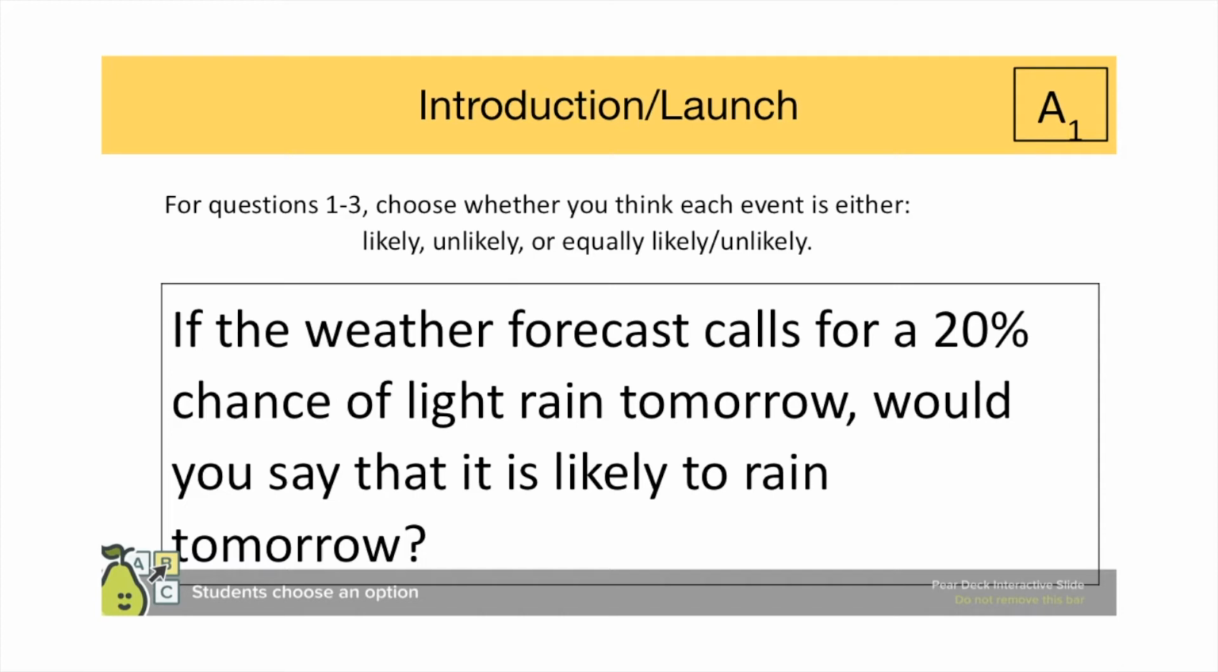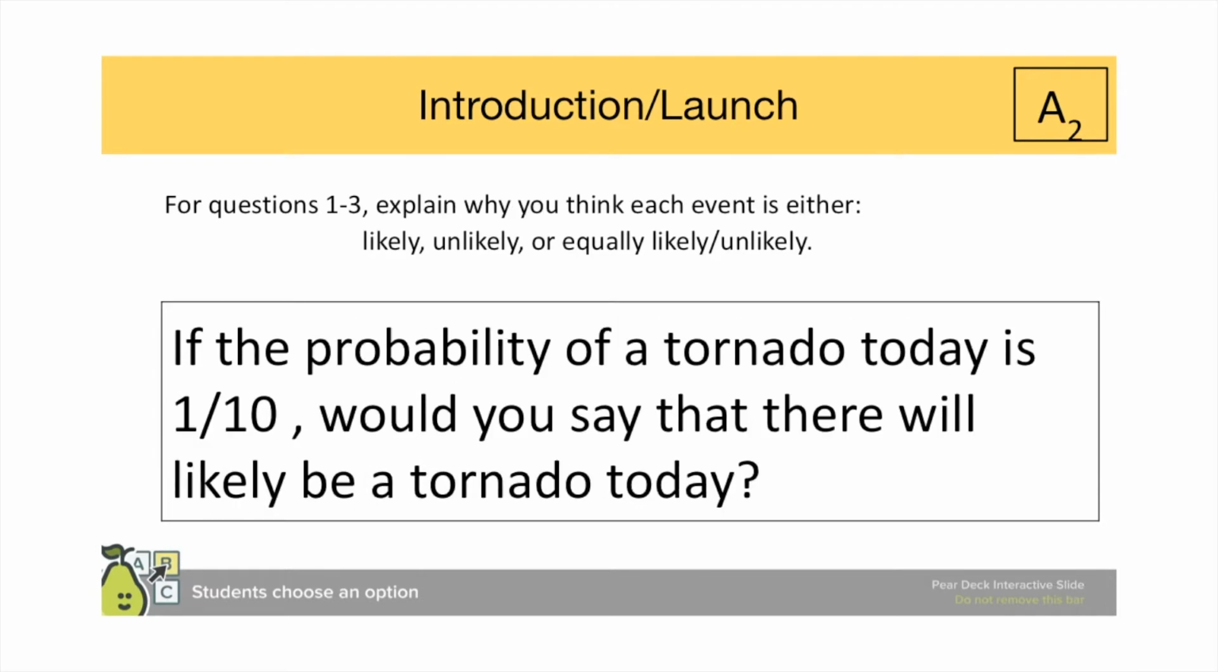students have voted. So for question 1, if the weather forecast calls for a 20% chance of light rain tomorrow, would you say that it is likely to rain tomorrow? So students should choose unlikely, and in the discussion piece they can say that it still can happen. For question 2, if the probability of a tornado today is 1/10, would you say that there will likely be a tornado today? Again, students should choose unlikely, but in the discussion portion, they will say that even though it's a small chance, it can still happen.